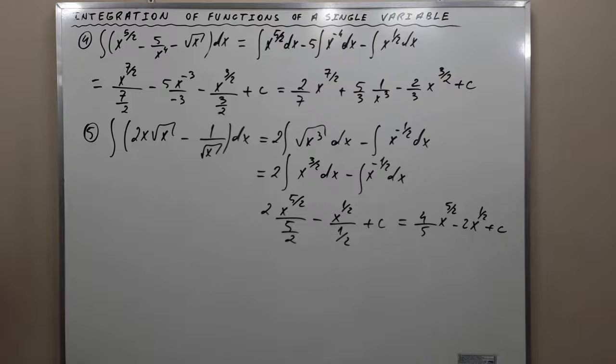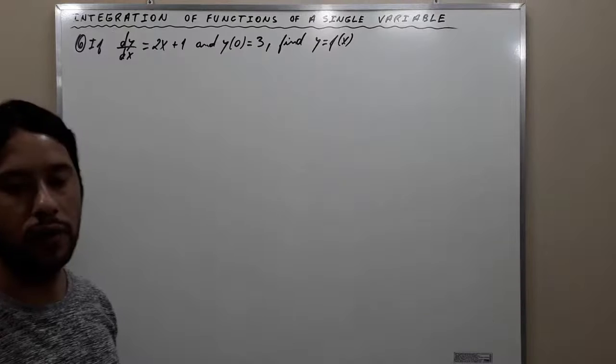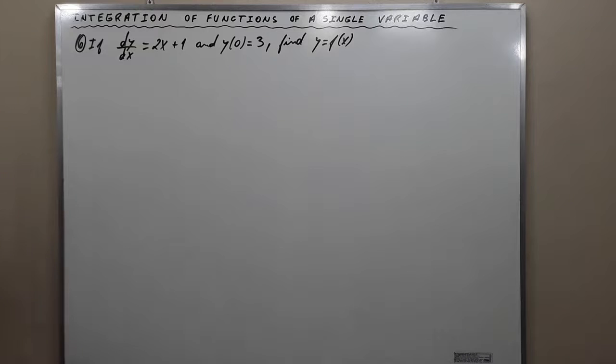Now let's go to exercise 6. The exercise says that if the derivative of y with respect to x is 2x plus 1 and y of 0 is equal to 3, find y equal to f of x. The exercise is saying that y is a function of x and wants us to find the expression of y.